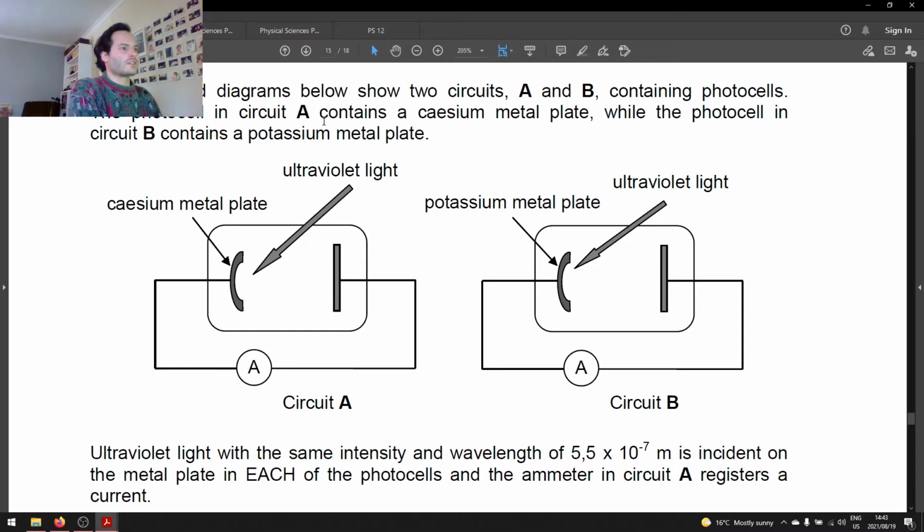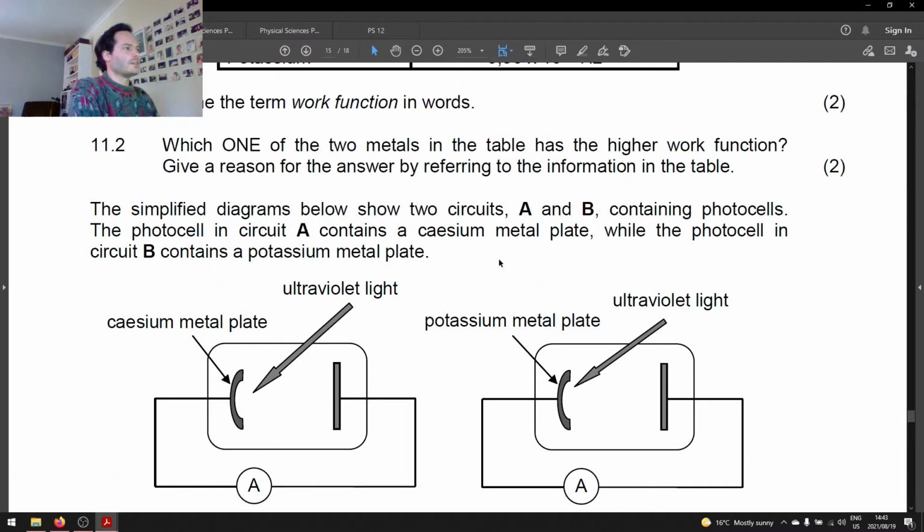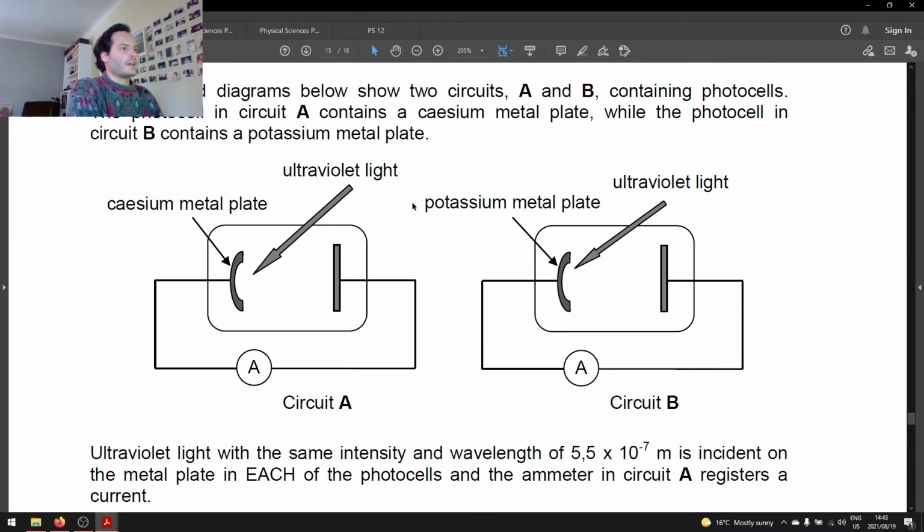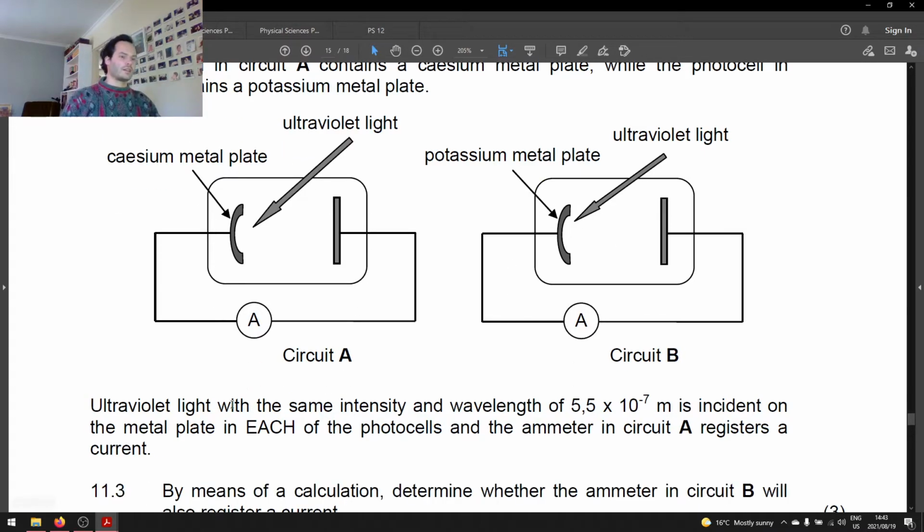Now the photocell in circuit A contains a cesium metal plate. All right, we've seen that already. While the photocell in circuit B contains a potassium metal plate. Ultraviolet light, that's light with a relatively high frequency, with the same intensity and wavelength of 5,5 times 10 to the power of -7 meters, is incident. What does that word mean? Incident just means it shone on the metal plate. Incident on the metal plate in each of the photocells, and the ammeter in circuit A registers a current.